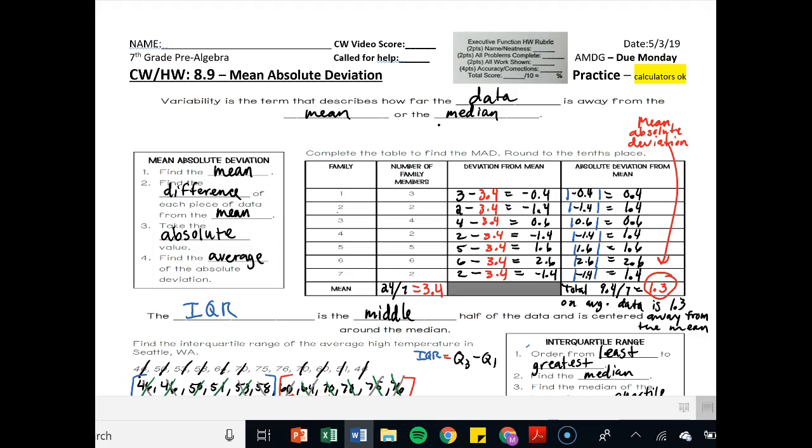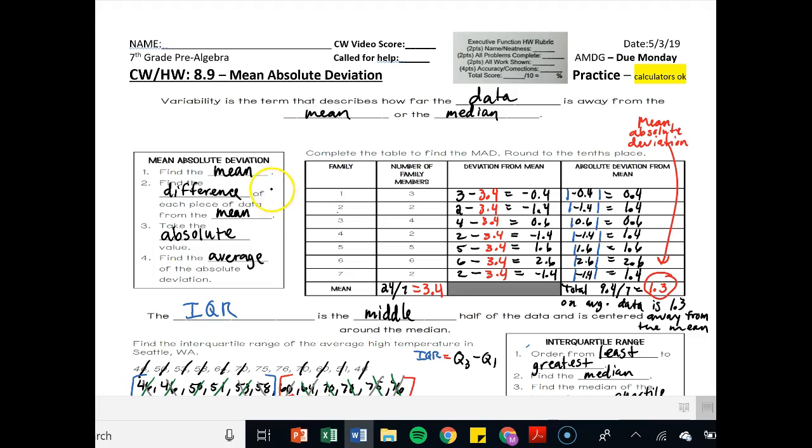So to find mean absolute deviation, first you find the mean of the data set. So you add everything up and divide by how many you have. So in this example, we have the number of family members for each family: 3, 2, 4, 2, 5, 6, 2. So the average, added up, 24 divided by 7 is 3.4.